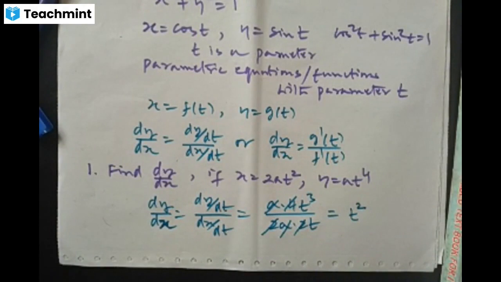So the problems on parametric form are very important. Definitely there will be one 3-mark question. If you find dy by dt, you will get 1 mark. For finding dx by dt, you will get 1 mark. And finally, for finding dy by dx, you will get 1 mark. So this problem carries 3 marks.